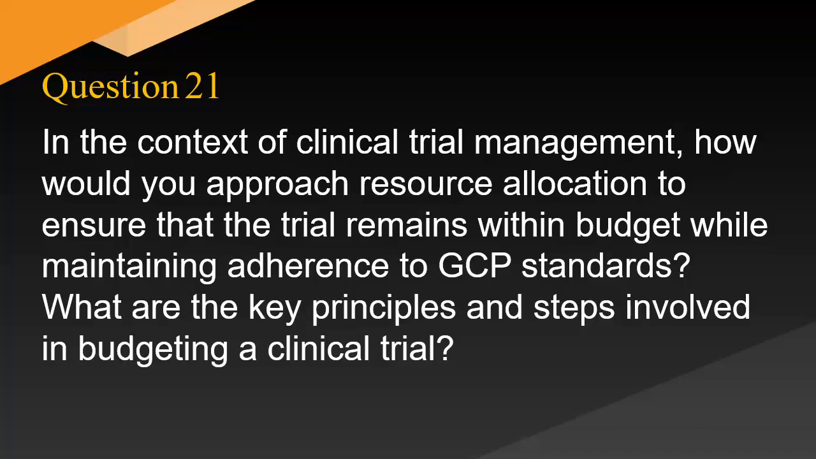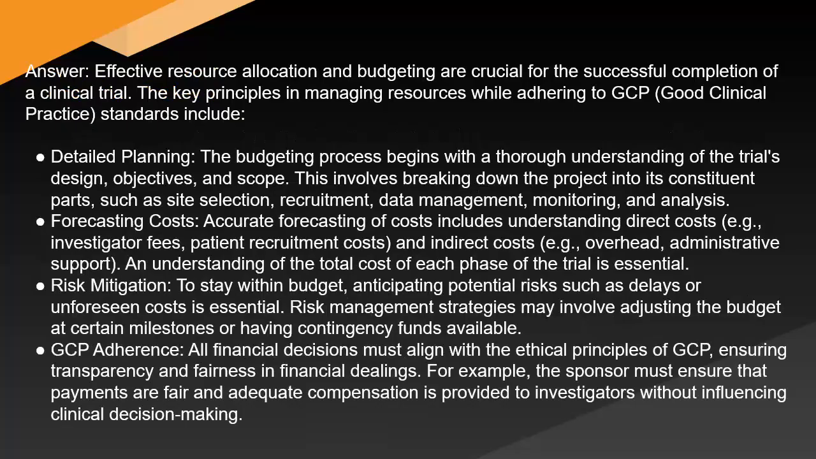In the context of clinical trial management, how would you approach resource allocation to ensure that the trial remains within budget while maintaining adherence to GCP standards? What are the key principles and steps involved in budgeting a clinical trial? Answer: Effective resource allocation and budgeting are crucial for the successful completion of a clinical trial. The key principles in managing resources while adhering to GCP, good clinical practice standards, include detailed planning.